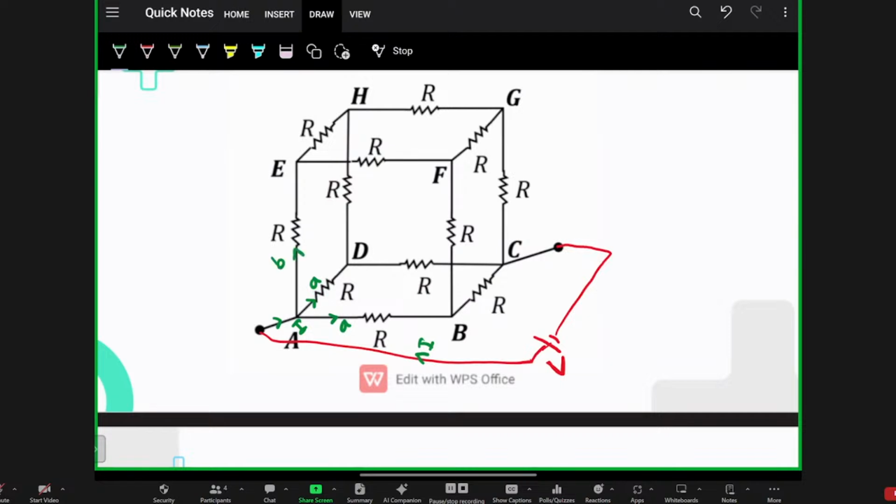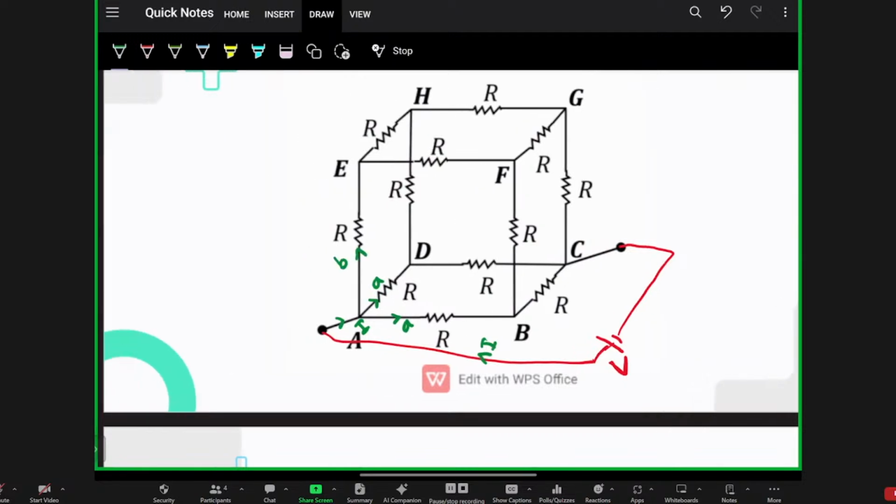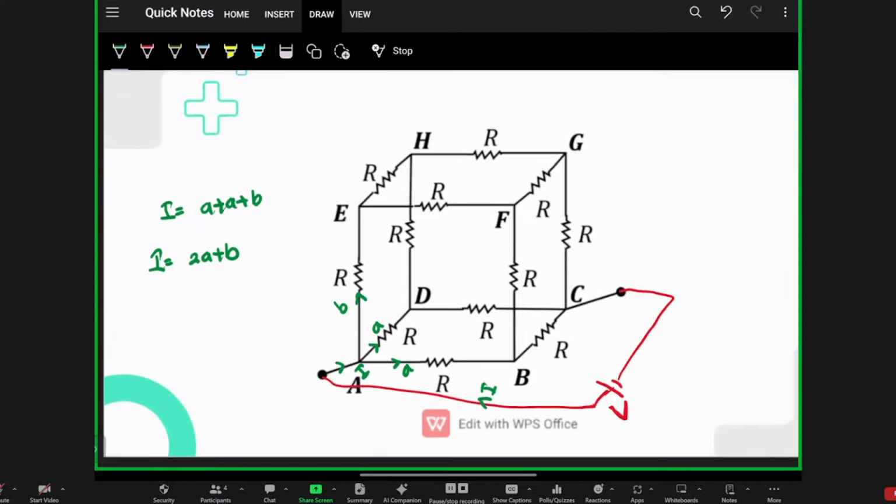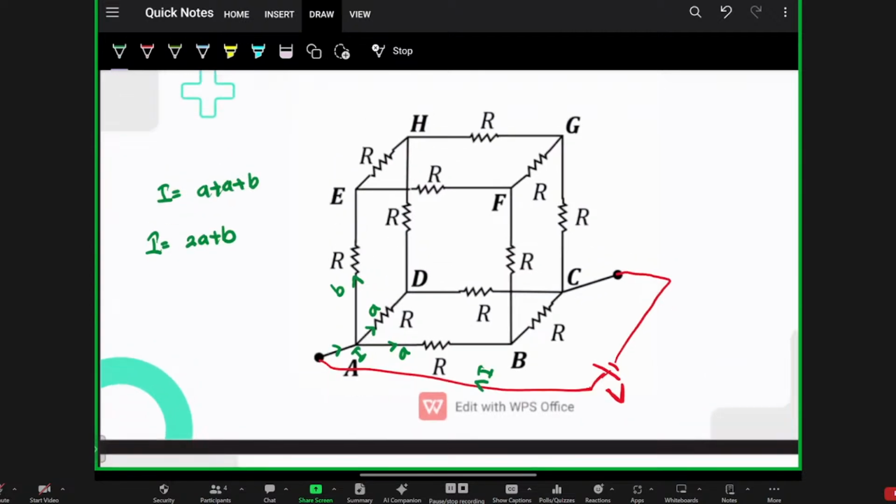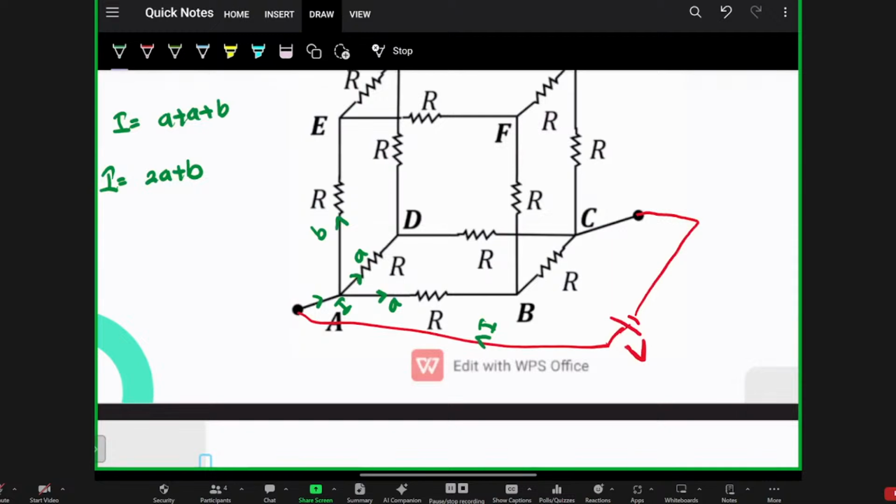So from Kirchhoff's first law, Kirchhoff's junction rule, I can write current I is equal to A plus B. Current entering is equal to current leaving. So total current I is equal to 2A plus B. So in these branches the current is A, and in the third branch it's B.